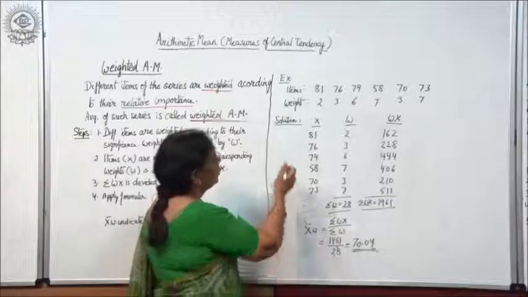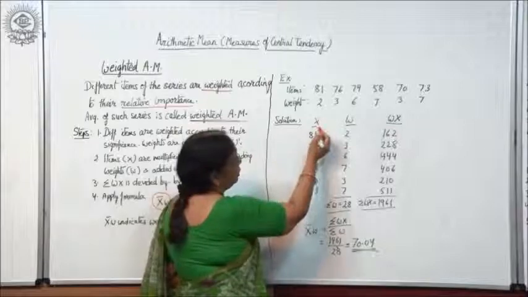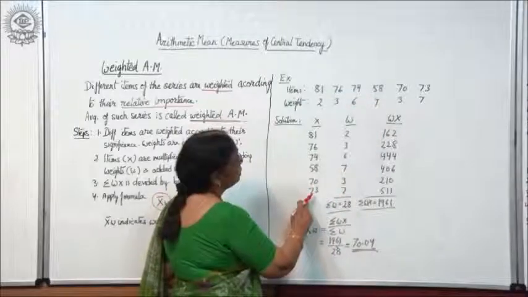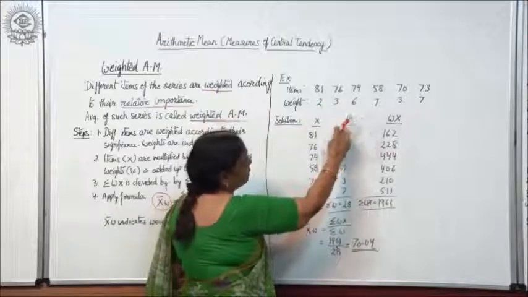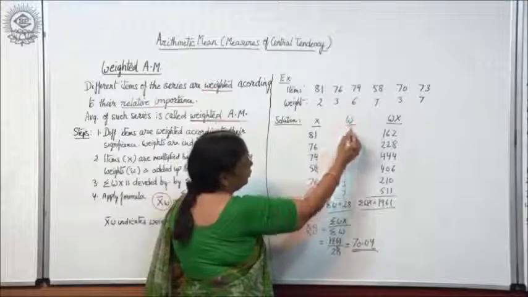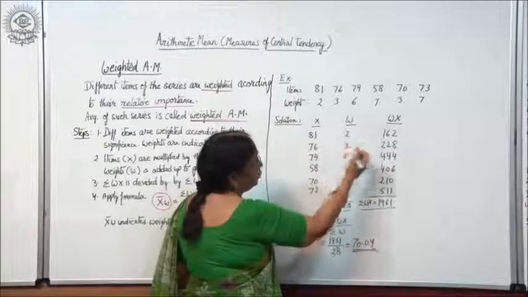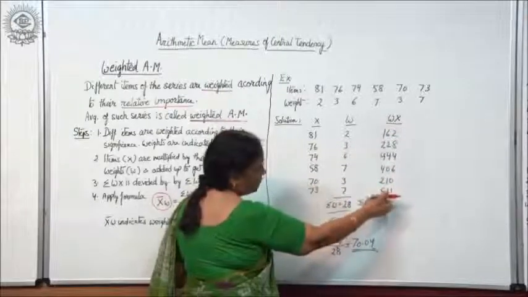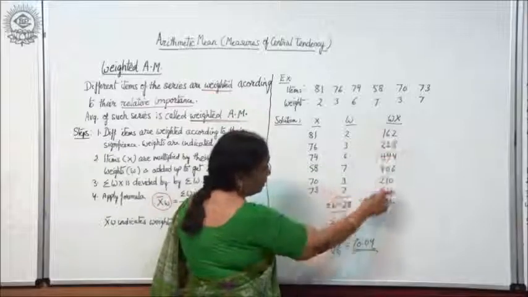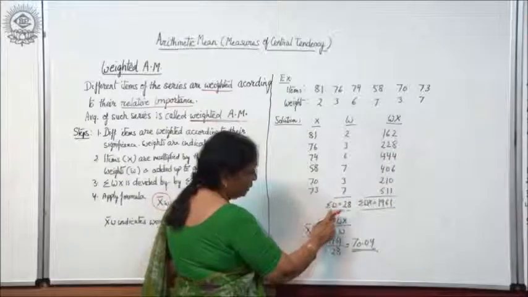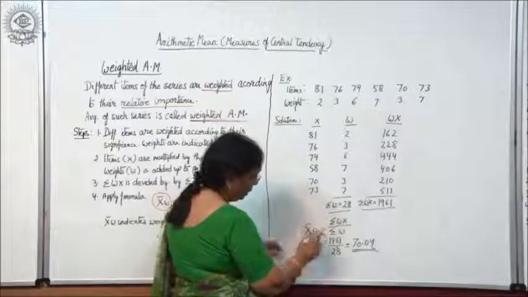Now the solution is to copy down the X column, the item column, as it is. Copy down the weights, this is the W weight column. Copy down the data, right, and then multiply WX, get this, do the total of this column and do the total of the weight column, because we need it in the formula.